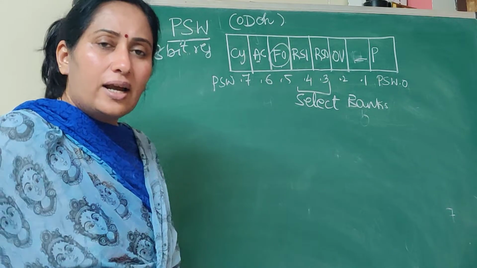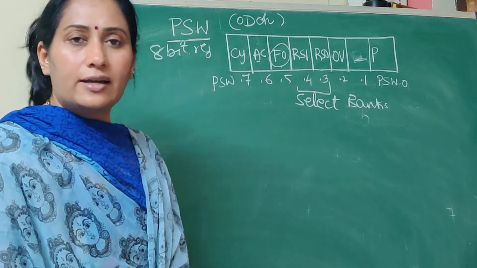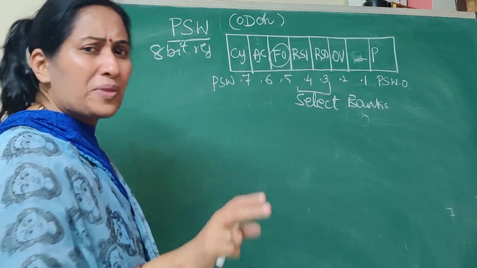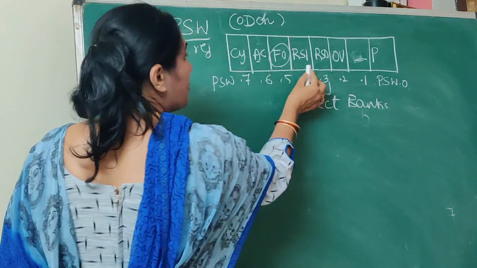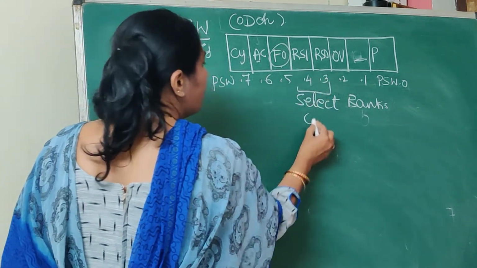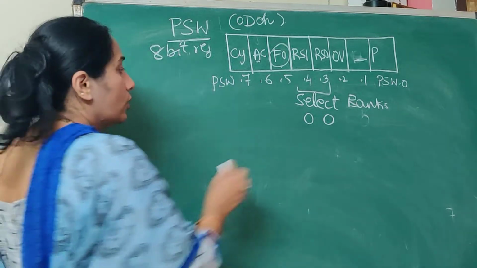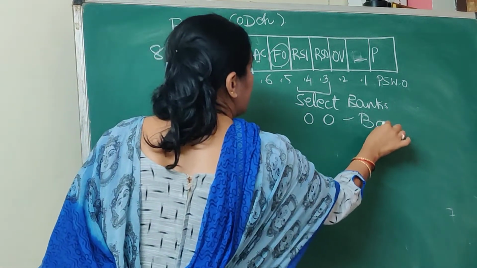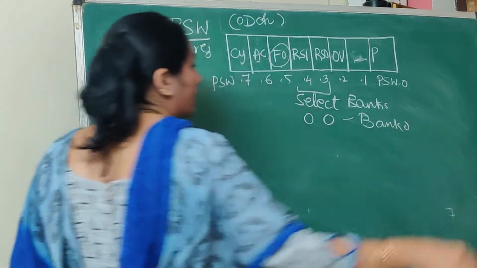Okay, let me say here, and then I am going to take the internal memory organization. Okay, I am not going to say now. Say RS0, RS1. If both are having 0, then register bank 0 is selected.